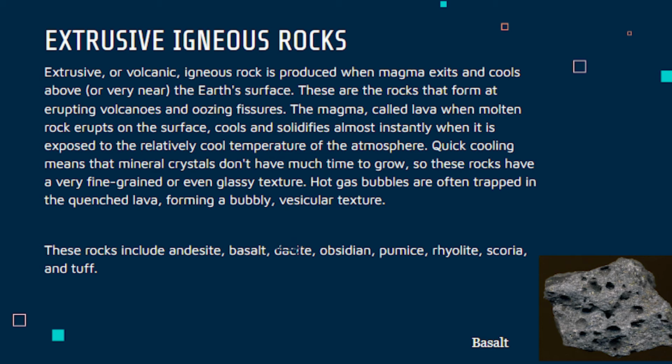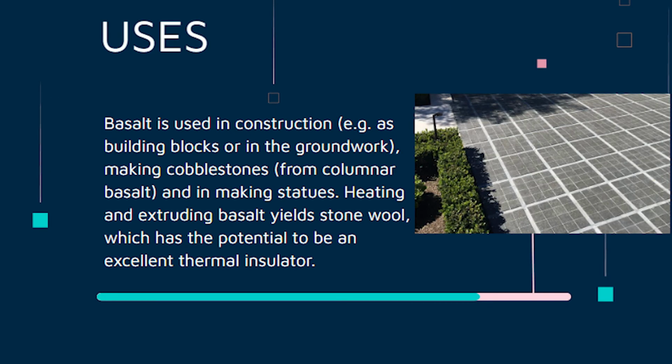Now, these rocks include basalt, dacite, obsidian, pumice, rhyolite, scoria, and tuff. Some of these really stand out to me, like basalt, obsidian, pumice, rhyolite. I have a picture of basalt right here. Also, we get the idea that most extrusive igneous rocks are going to be a bit holey because of the hot gas bubbles, right? Now, the uses of basalt.